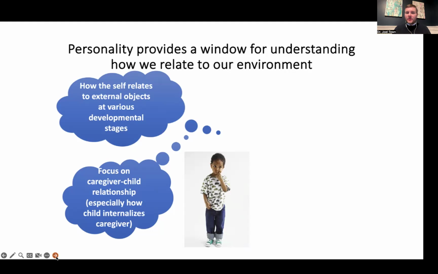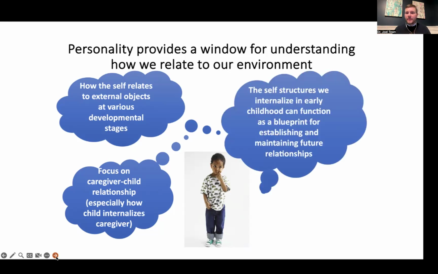And this is particularly important when we think about the developmental experiences with early caregivers. And in dynamic therapy, we really emphasize the impact that these early attachment relationships have and the messages that the child internalizes from the caregiver that shape how we begin to understand the world. And these self structures and other structures in terms of understanding the self and understanding other people that become internalized in these early relationships can represent a blueprint or a working model for how we end up establishing and then maintaining future relationships.